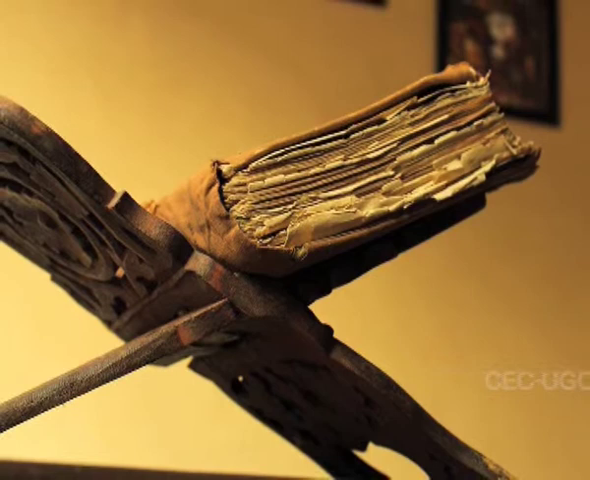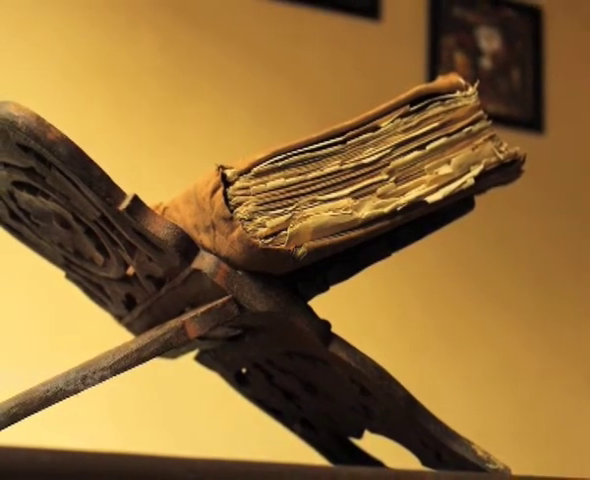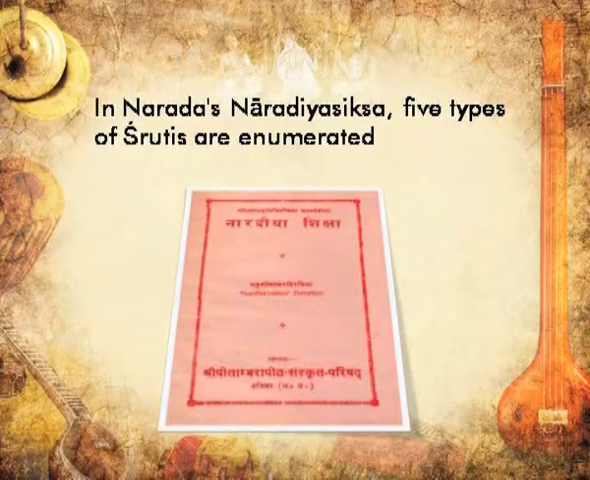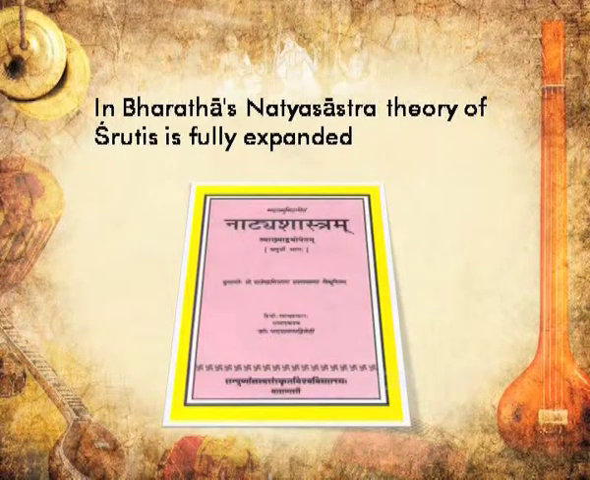In musicology, the discussion of Shruti has a more specific meaning. In Narada's Naradiya Shiksha, 5 types of Shrutis are enumerated. In Bharata's Natya Shastra, though a clear definition of Shruti is not found, the theory of Shruti is fully expanded. Bharata uses the unit Shruti to define the interrelation of two notes in terms of consonance and dissonance.